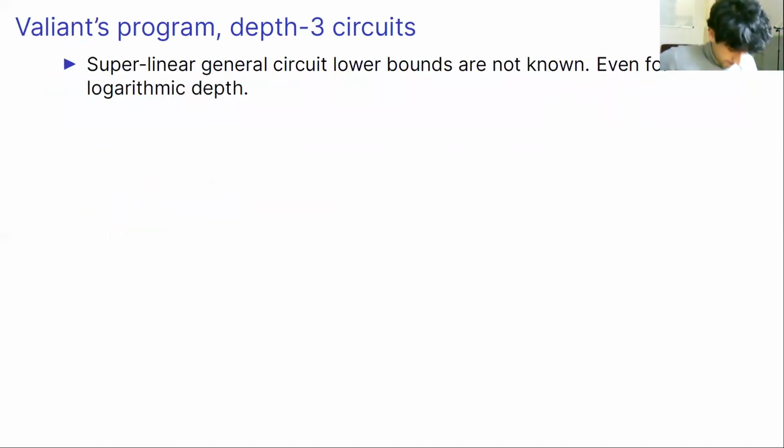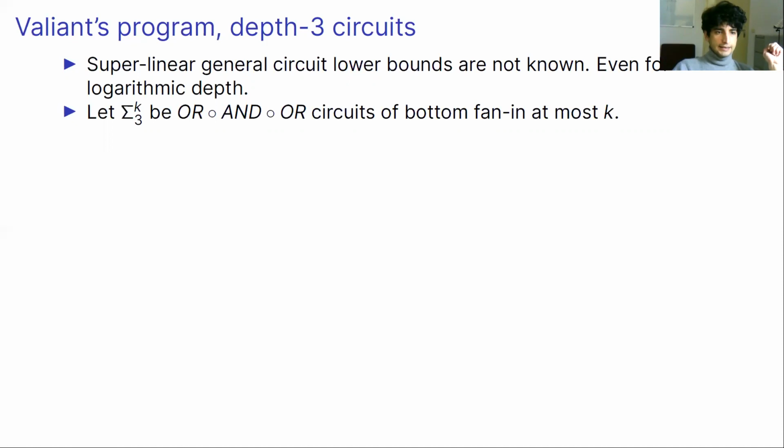Okay, so now let's go to the application. The complexity context in which we were thinking was the context of Valiant's program and depth-3 circuits. So we know that we don't have superlinear size lower bounds, and even if you put a logarithmic depth restriction on them, we still know nothing. And Valiant came up with some program for attacking this problem.